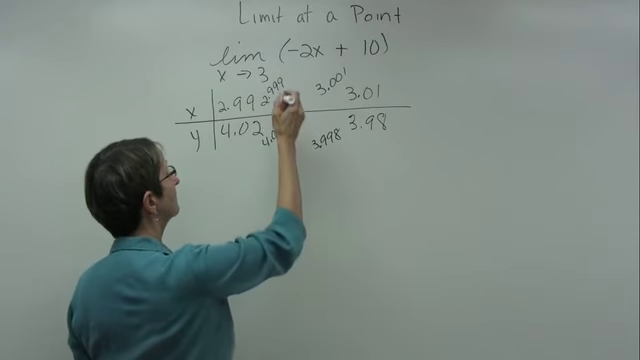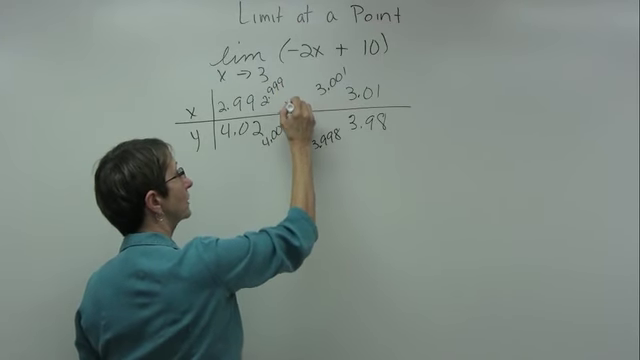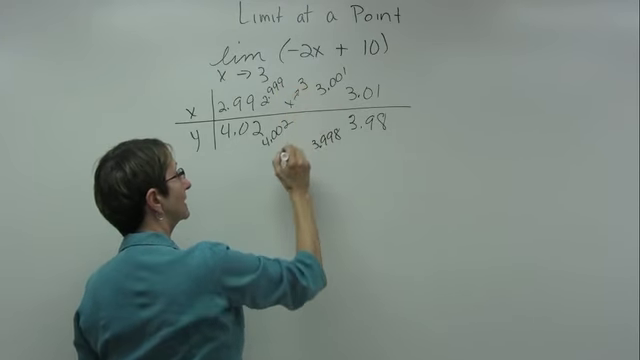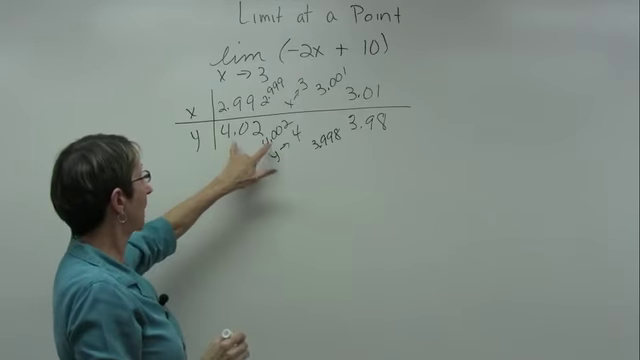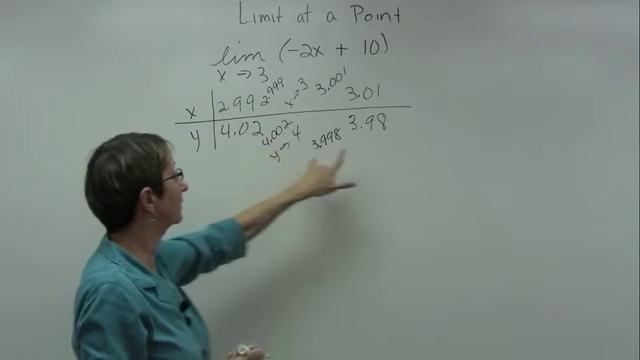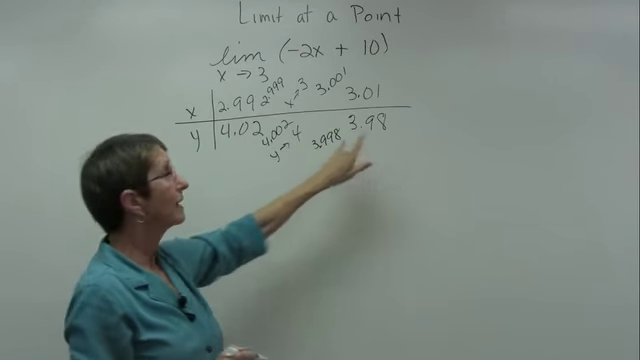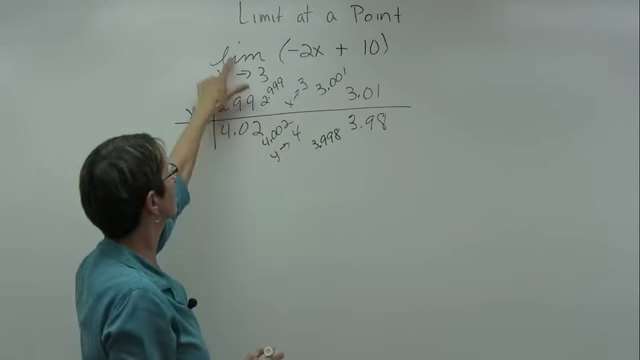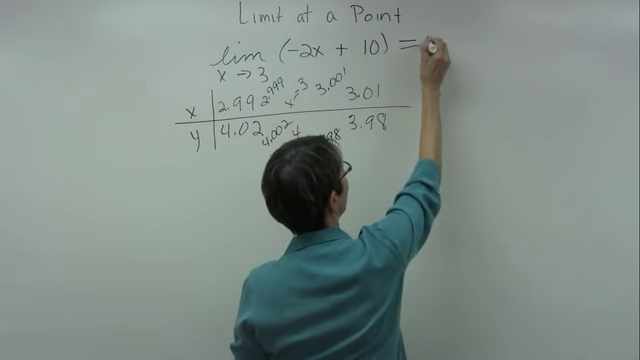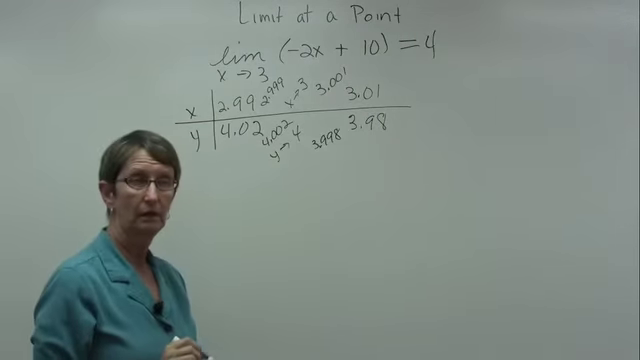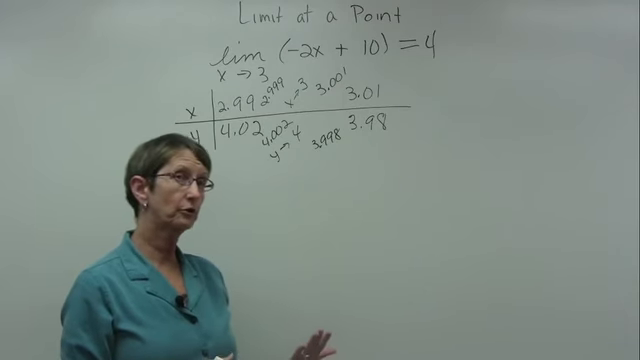And it looks like when x is approaching 3, this looks like y is approaching 4. I've got a little bit bigger than 4 here, a little bit less than 4 here, but that leads me to think that the limit as x approaches 3 of this function is equal to 4. Now let's think a little bit further.